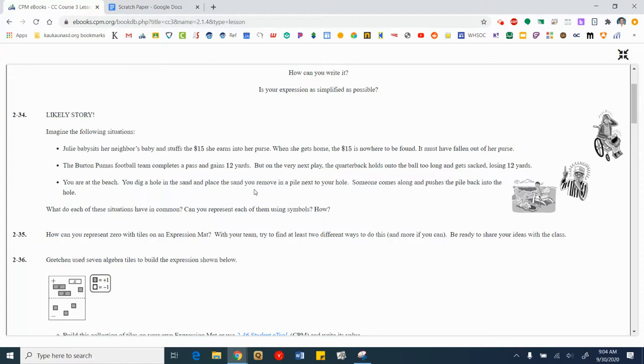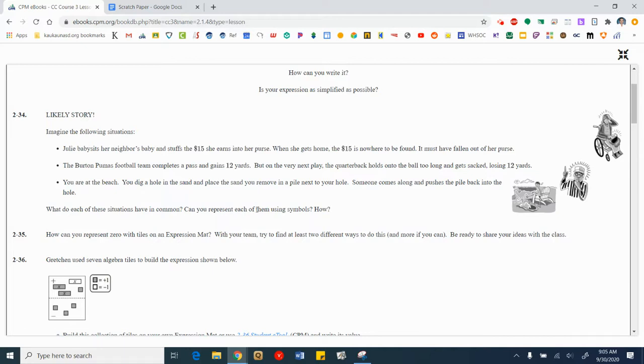All right, so each of these situations deals with equal opposites so that the net effect is zero. They can be represented with equations such as $15 minus $15 equals zero, 12 minus 12 equals 0 yards, and negative x plus x equals 0 if x represents the level of the sand above sea level.